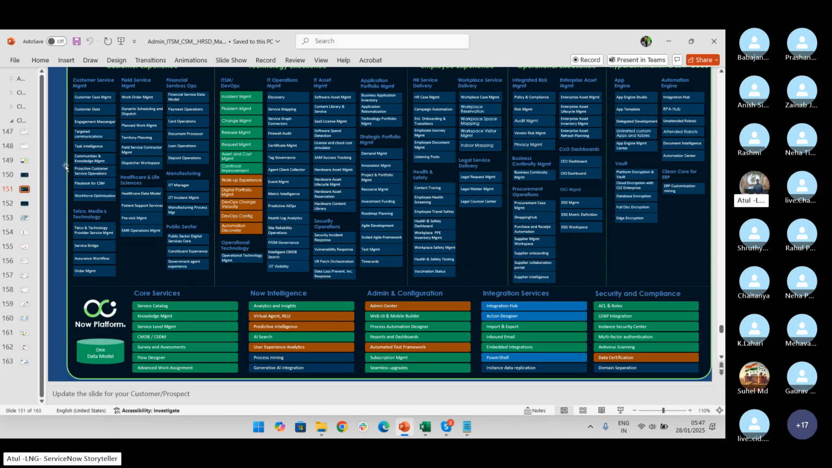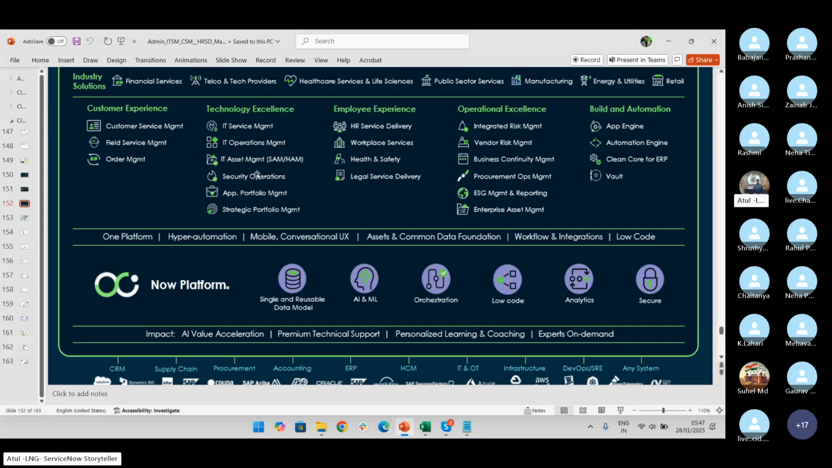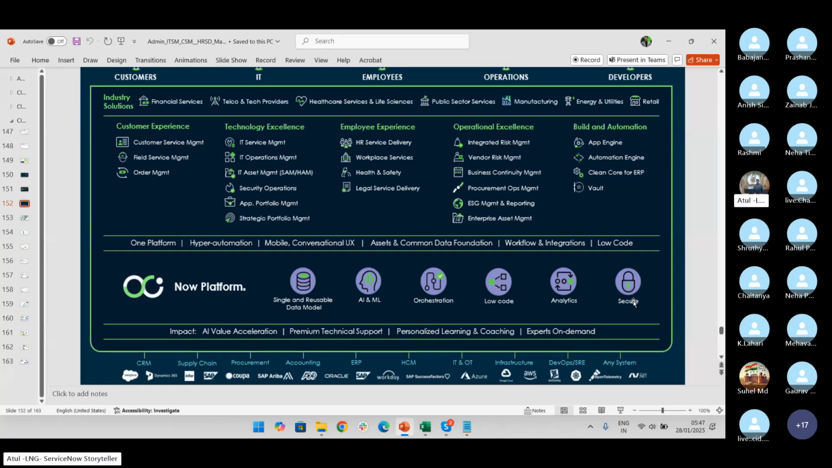Across the platform, it is becoming common. And to make it a little easier to see, you can see it like this. Customer, IT, employee operations on the broader side, and these are the industry specific solutions. Now platform: single and reusable data model, AI and ML, orchestration, low code, analytics, secure, and you can integrate.